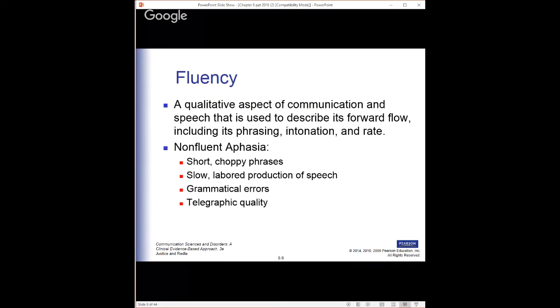Non-fluent aphasia is characterized by short, choppy phrases or slow, labored production of speech, the presence of grammatical errors, and a telegraphic quality. Telegraphic quality means that the speech would consist mainly of verbs and nouns, leaving out smaller words. Somebody might say, want go store, instead of I want to go to the store. And it would be affecting the frontal lobe or having frontal lobe damage.